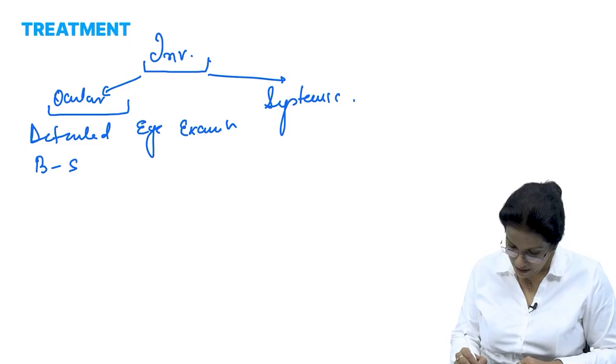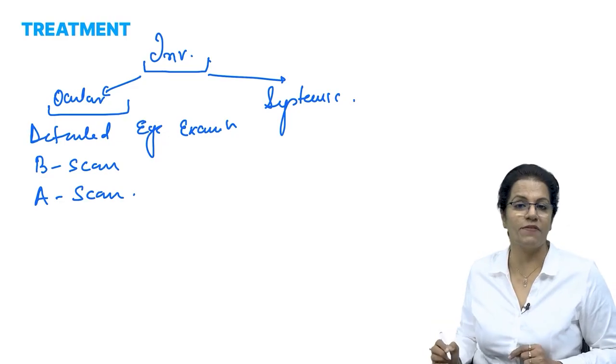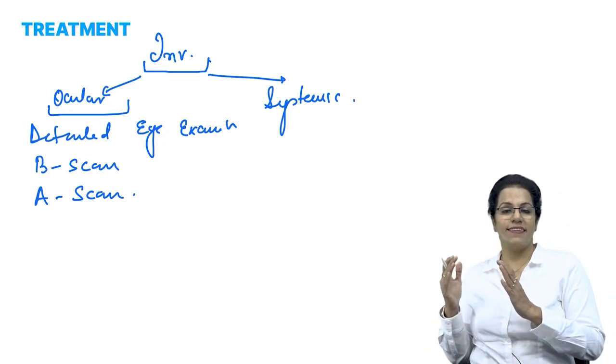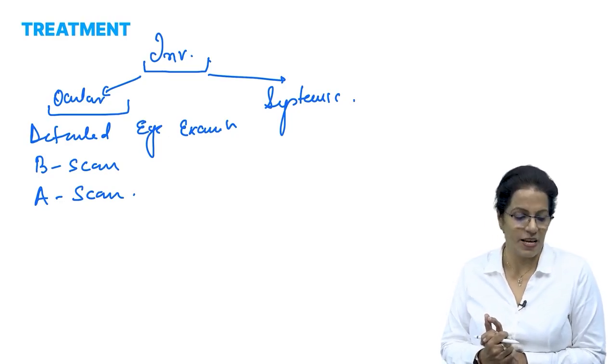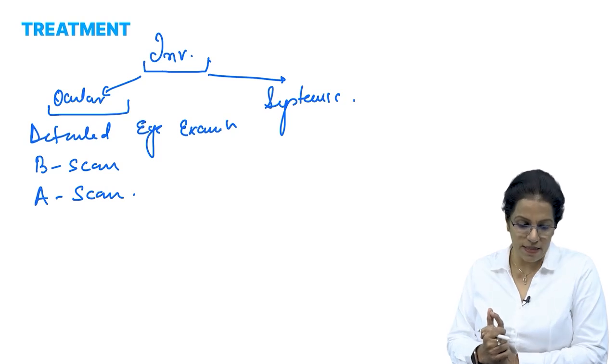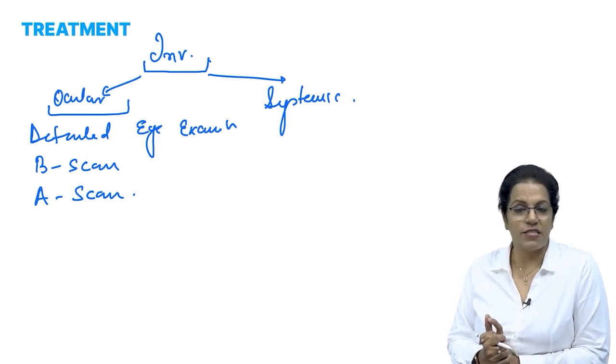And of course, you will do an A scan to see the axial length and to calculate the IOL power if I'm planning to put an intraocular lens in this child after doing the cataract surgery. Isn't it? Okay. So, once we know these are the main investigations ocular.